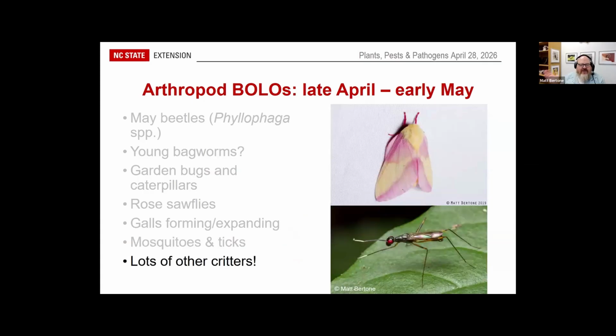And finally, of course, lots of other critters. So just about everything is waking up and getting active. You may see really beautiful things like rosy maple moths or stilt-legged flies, but go out in your gardens, take a look, and remember, most critters are not harmful. Be sure to be aware, observe them, and also identify them just to make sure. And if you ever have any questions, we're here at the clinic to help. And with that, I'll pass it over to you, Mike.